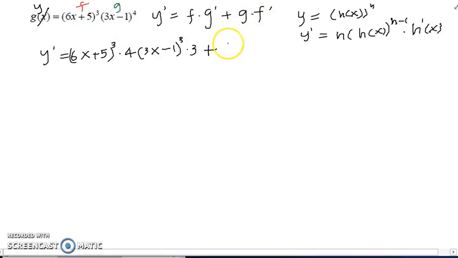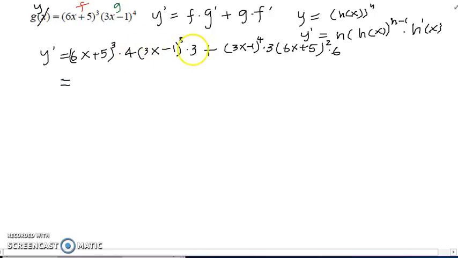That's the first group, and then g times f prime. G is (3x - 1) to the fourth. F prime is this group, okay? So I have to do the general power rule again: 3 times (6x + 5) to the power 3 minus 1, which is second, and then the derivative of 6x plus 5 is 6. And then we will just multiply them.